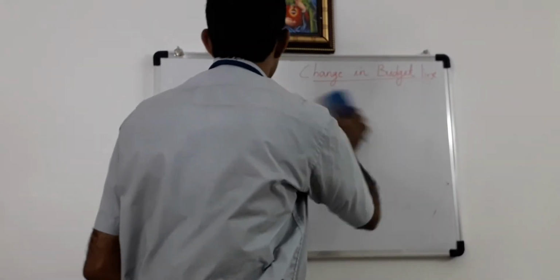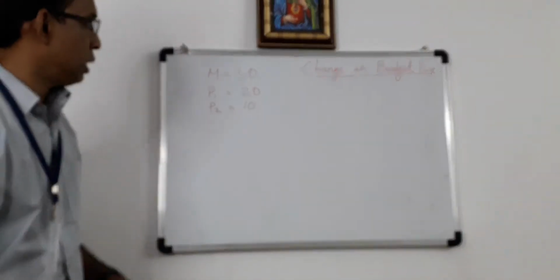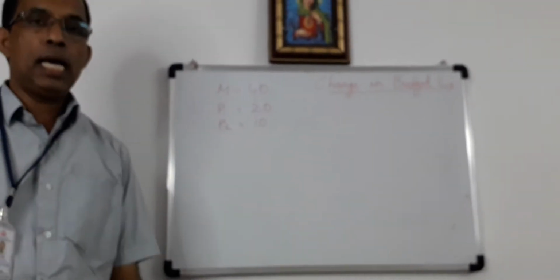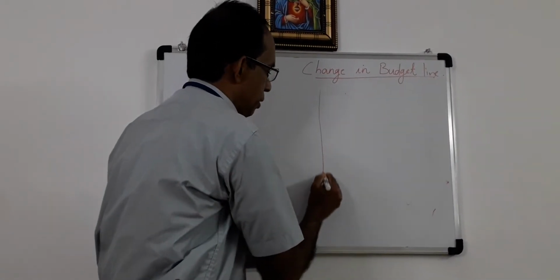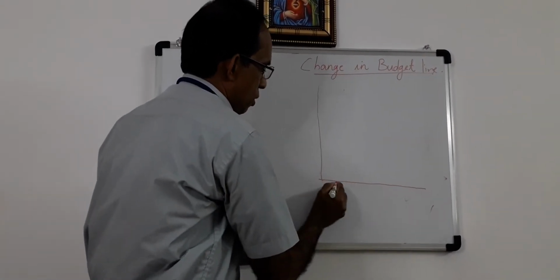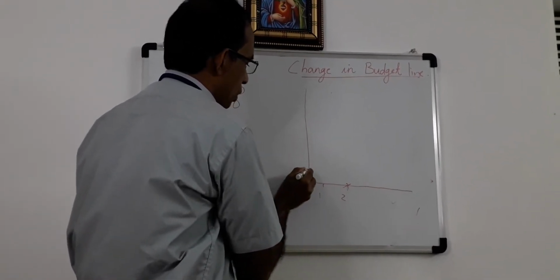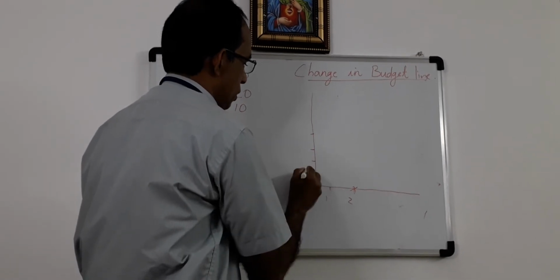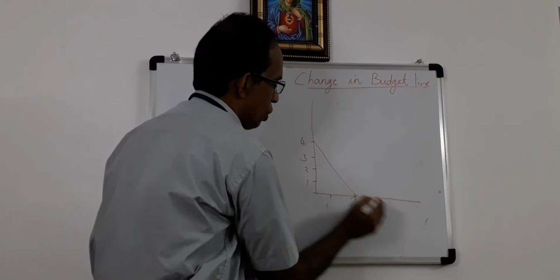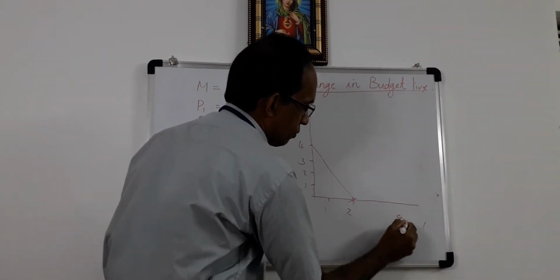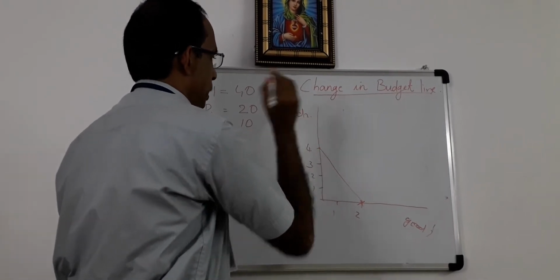Suppose it is the first situation. M is 40, P1 is 20 and P2 is 10, and we have drawn the budget line, that is 1, 2, and 4. Good 1 is taken on the x-axis, good 2 is taken on the y-axis.